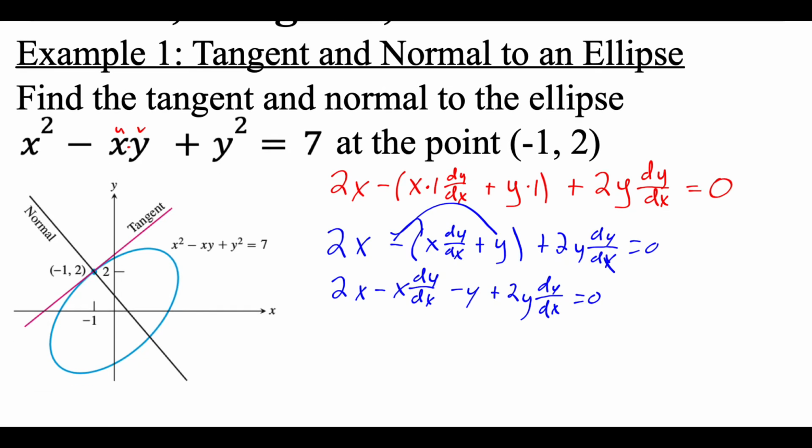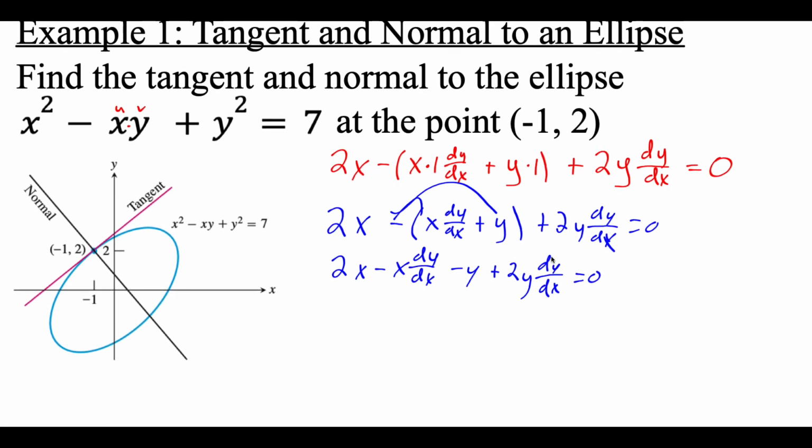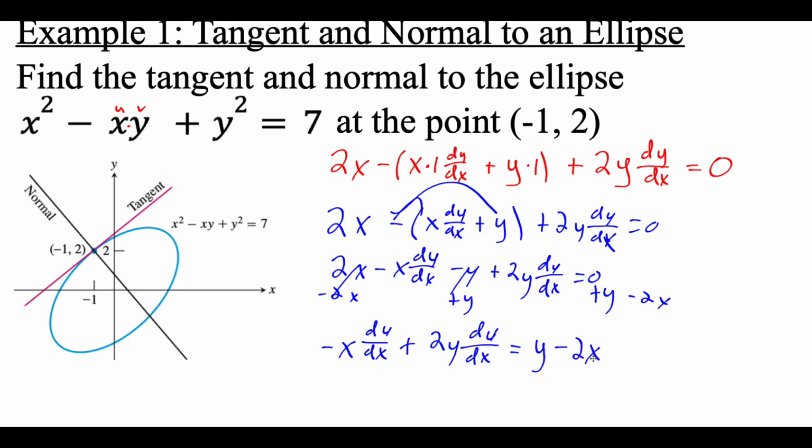Now, when we've got this implicit differentiation, we're trying to solve to get dy dx alone. So what I'm going to do is move everything that doesn't have dy dx in it over to the other side. So I'm going to move this y over to the other side by adding y over, and I'm going to move this 2x over by subtracting the 2x. So now on the left-hand side, we've got negative x dy dx plus 2y dy dx equals y minus 2x.